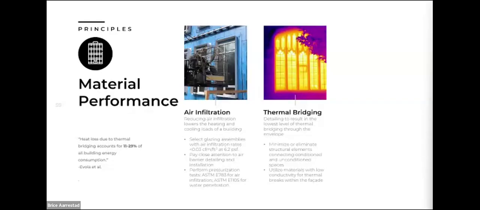Thermal bridging is another issue that is really important. Heat loss due to thermal bridging accounts for between 11 and 29% of all building energy consumption. That's a significant amount of energy. So to combat this, you're going to want to minimize the structural elements that connect conditioned interior space with unconditioned exterior space, and utilize materials with low conductivity for thermal breaks within the facade.